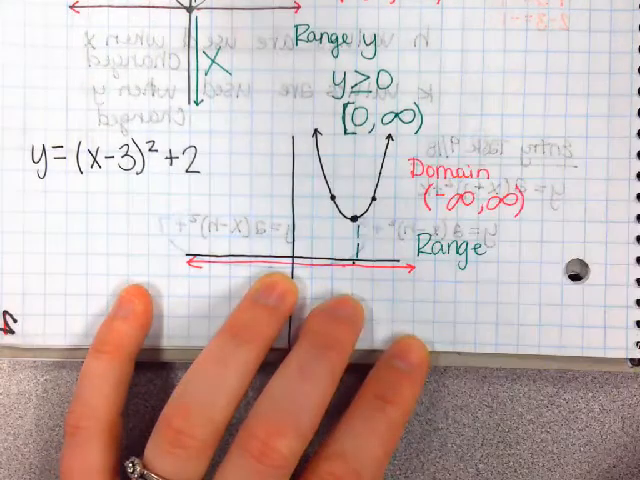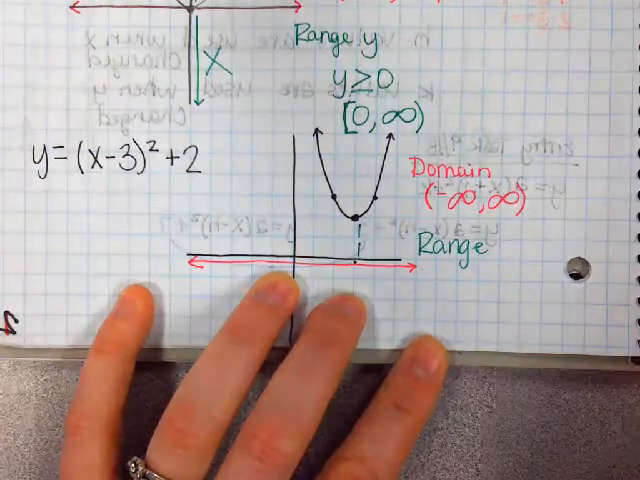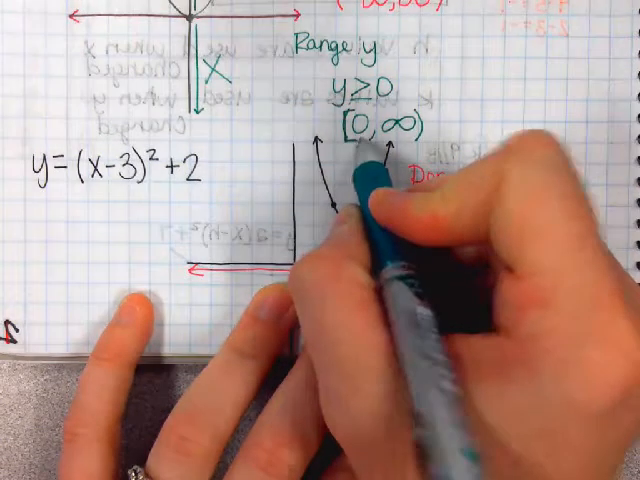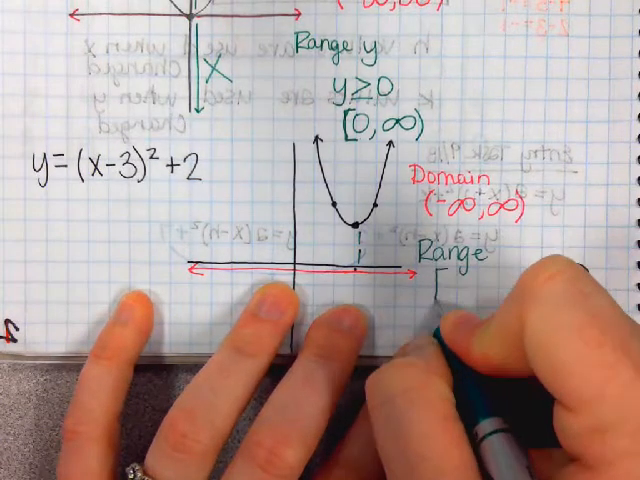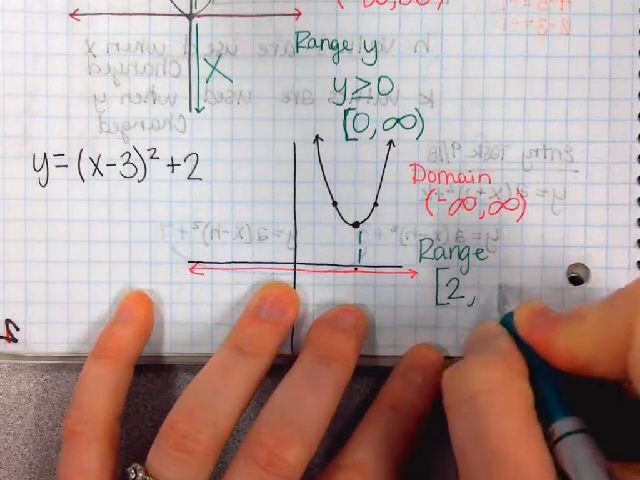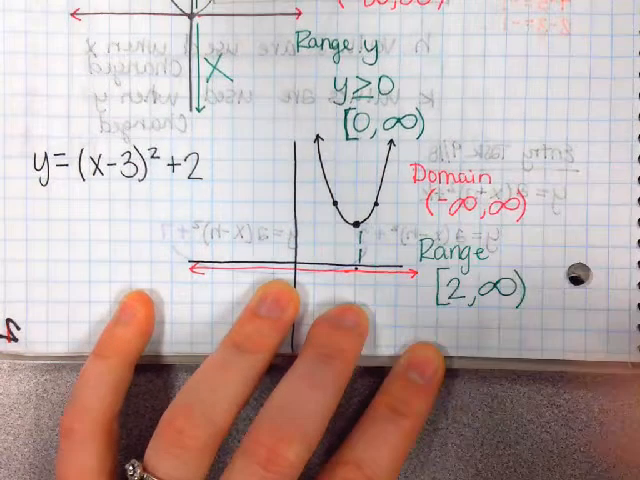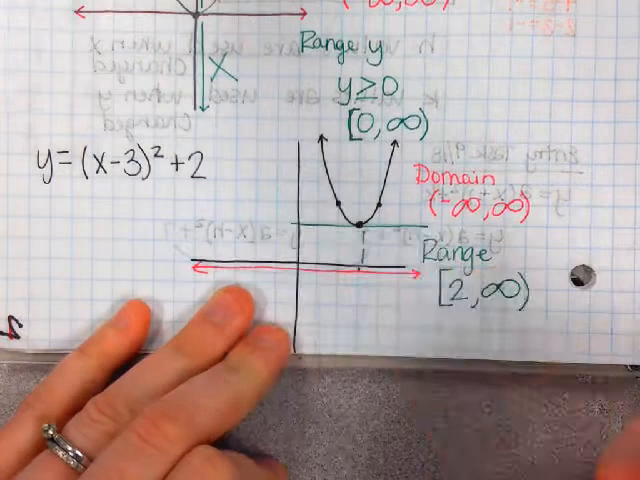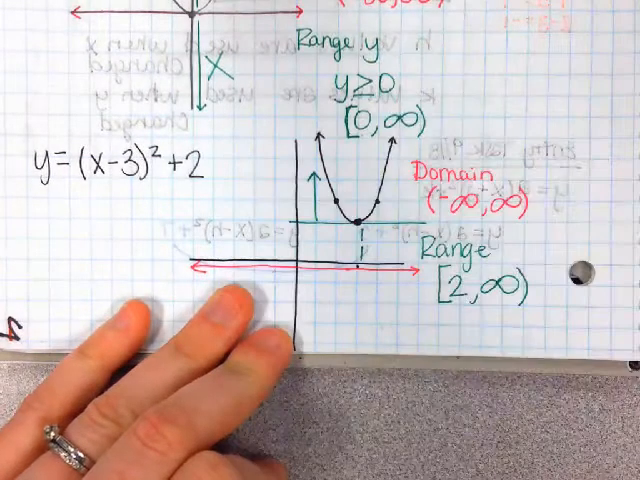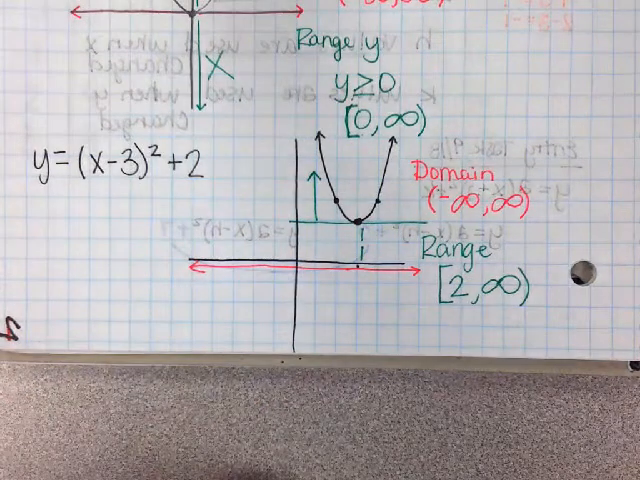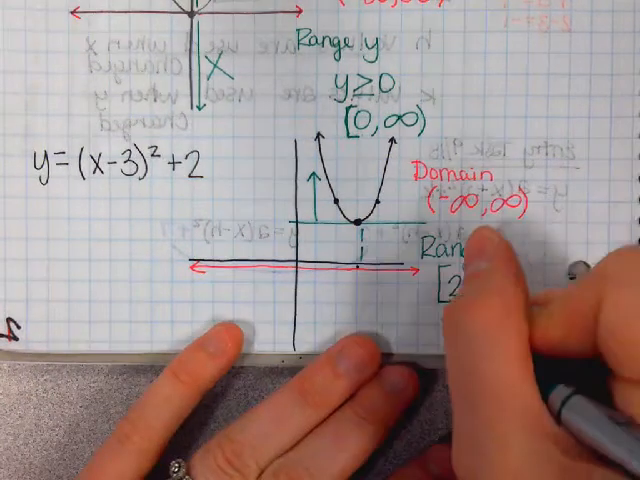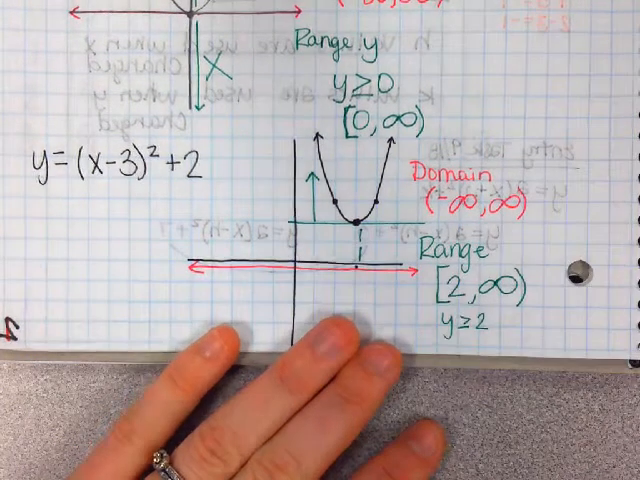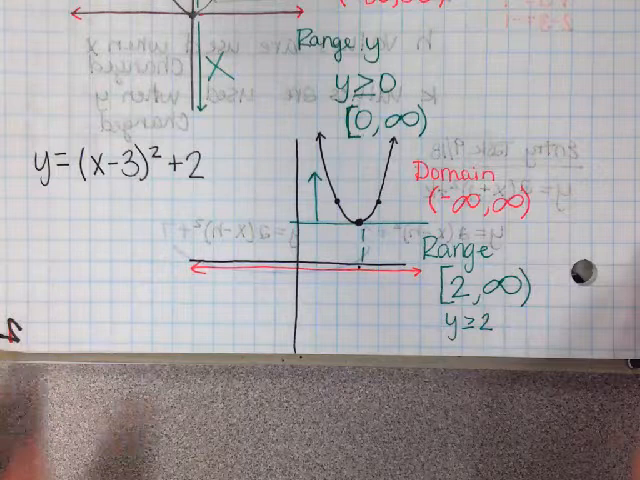Since this one was shifted up 2 units from the origin, instead of starting at 0 like the other one did, it's going to start at 2. So it would go from 2 to positive infinity. Notice it starts at 2. This is the lowest, and then it goes up from there. So the range is from 2 to positive infinity, or if you wanted to write it as an inequality, y is greater than or equal to 2.